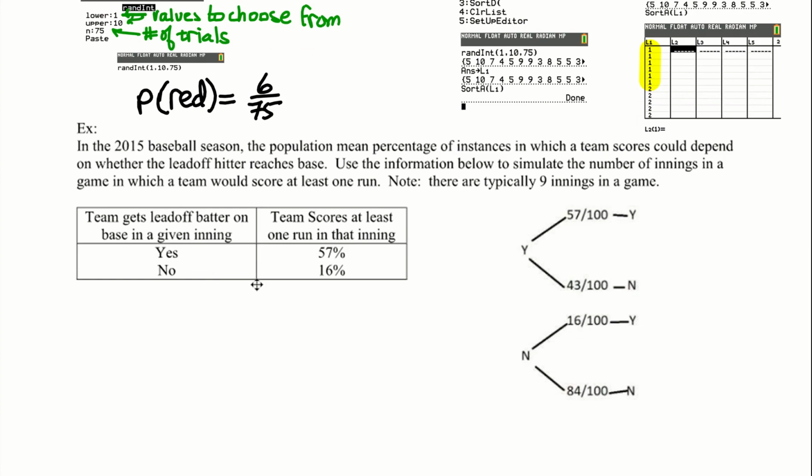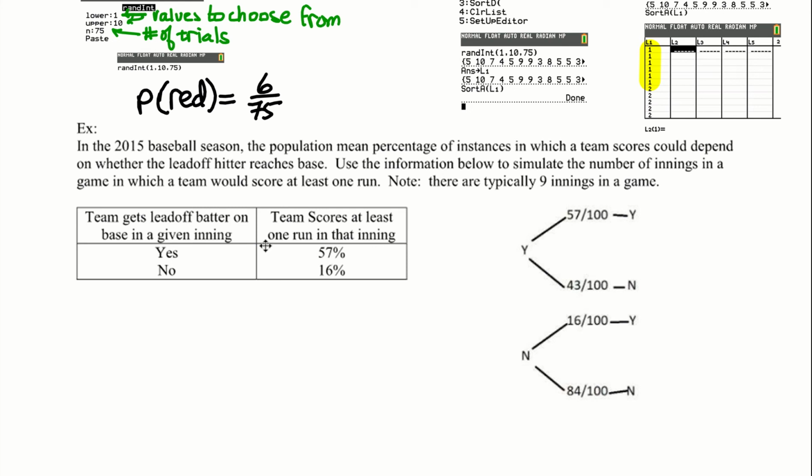The second example, in the 2015 baseball season, the population mean percentage of instances in which a team scores could depend on whether the leadoff hitter reaches base. Use the information below to simulate the number of innings in a game in which a team would score at least one run. And the notation is there are typically 9 innings in a game.